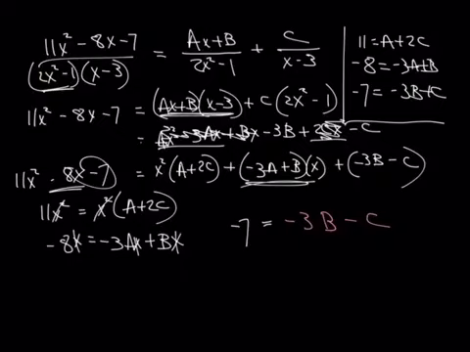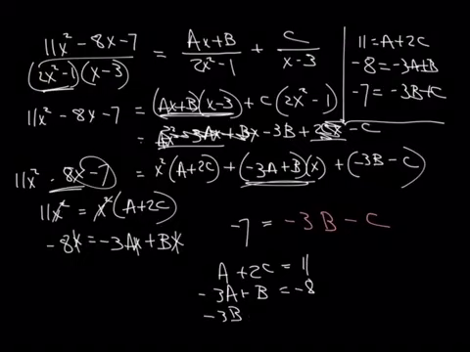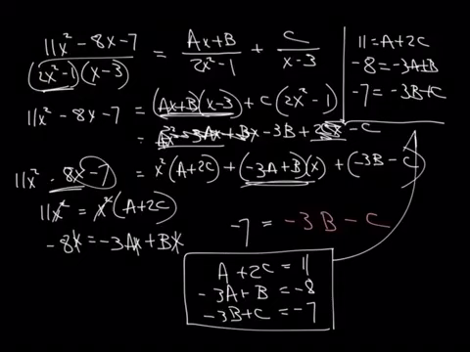Okay, so our three equations here in our system are a plus 2c equals 11, negative 3a plus b equals negative 8, and negative 3b plus c equals negative 7. So there are my three equations taken from the upper right hand and flipped around. And now I just use my system of equations to find a, b, and c. And I find out that my a is 3, my b is 1, and my c is 4.